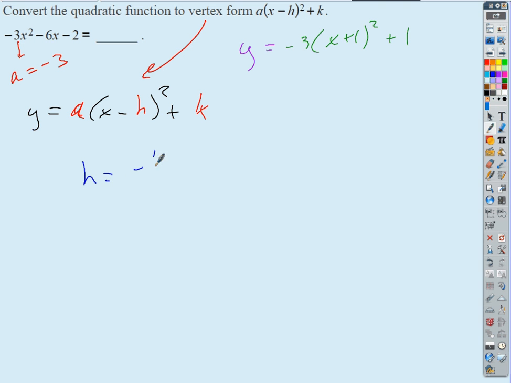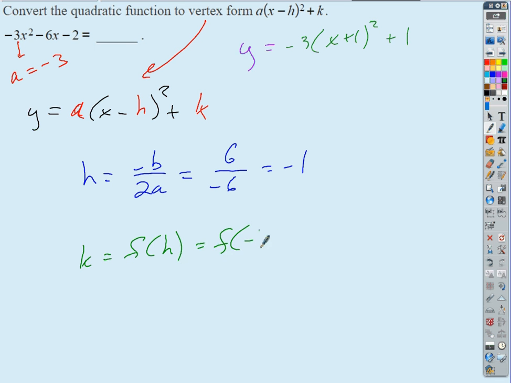So h equals negative b over 2a. What's that going to give us? 6 over negative 6. Right? Which is negative 1. Okay? k is just f of h, right? We plug h in to find k. So we're getting f of negative 1, which I can plug in up there. And in this case, maybe it's quicker this way. Okay? And what's that give us?